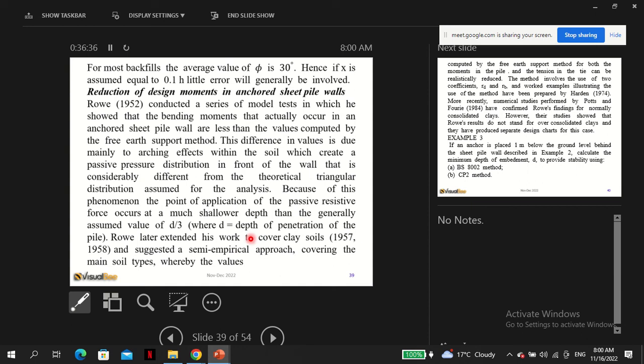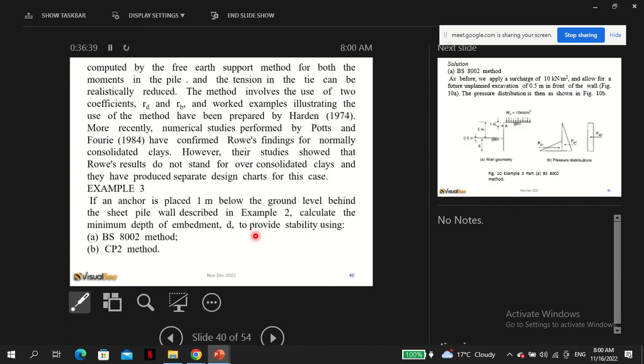Rowe extended this work to other soils. So the moments in the pile, as computed by the free earth support method, and the tension in the tie can be realistically reduced. The method involves the use of two coefficients, Rd and Rb, and worked examples illustrating the use of the method have been prepared in that reference, Haythornthwaite 1974. More recently, numerical studies performed by Potts and Fourie have confirmed Rowe's finding for normally consolidated clays. However, their studies showed that Rowe's results do not hold for over-consolidated clays, and they have produced separate design charts for this.